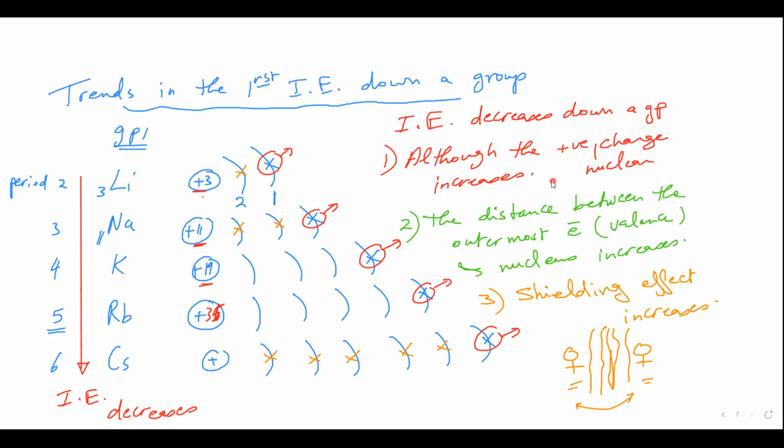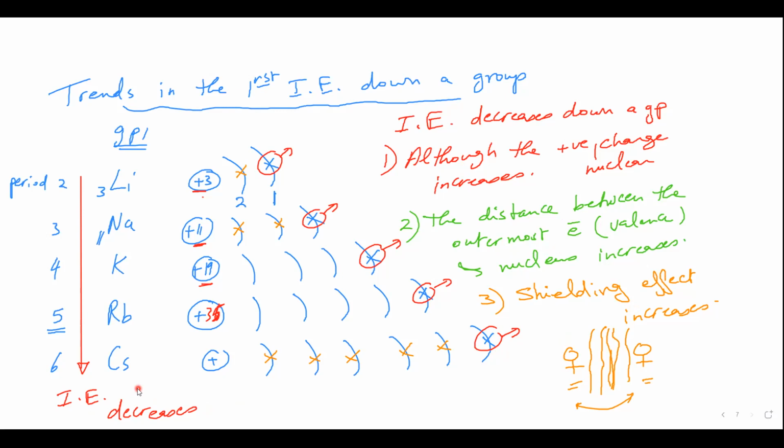So although the positive charge increases down the group, and we were expecting that this positive charge will attract the outer electrons strongly, which means we need high energy to remove this electron, we have two other factors that outweigh the first factor: the distance between the valence electron and the nucleus, and the shielding effect. Both increase, and so the attraction force between the positive nucleus and the outermost electron decreases, and it requires less ionization energy to remove this electron.